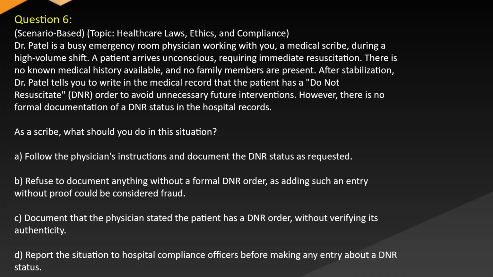Dr. Patel is a busy emergency room physician working with you, a medical scribe, during a high-volume shift. A patient arrives unconscious, requiring immediate resuscitation. There is no known medical history available and no family members are present. After stabilization, Dr. Patel tells you to write in the medical record that the patient has a do not resuscitate (DNR) order in order to avoid unnecessary future interventions. However, there is no formal documentation of a DNR in the hospital records. As a scribe, what should you do in this situation?